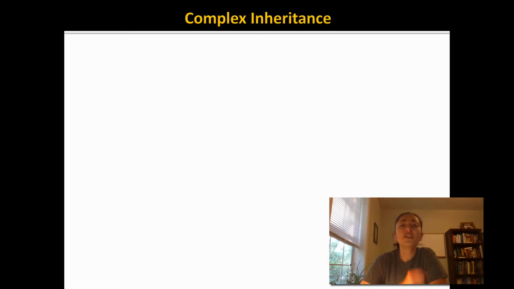In this video, we're going to talk about complex inheritance. These are traits that aren't really inherited in the simple Mendelian ways that you have probably learned about when we talked about monohybrid crosses or dihybrid crosses. Two examples of complex inheritance include the inheritance of blood type and the inheritance of traits that are caused by genes on the X chromosomes. And we'll talk about both of those.